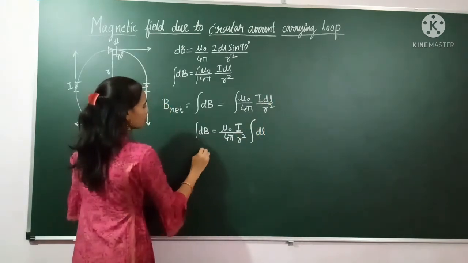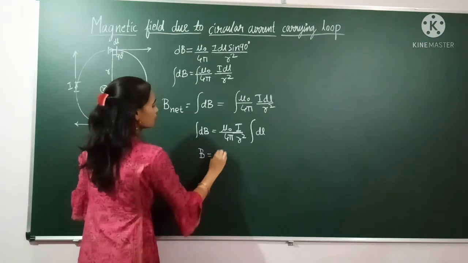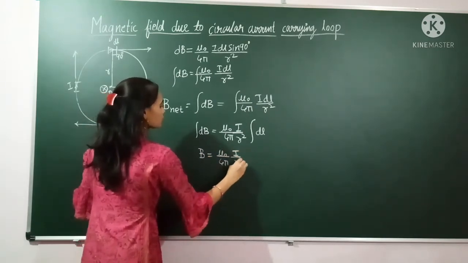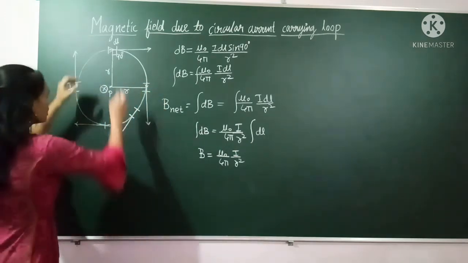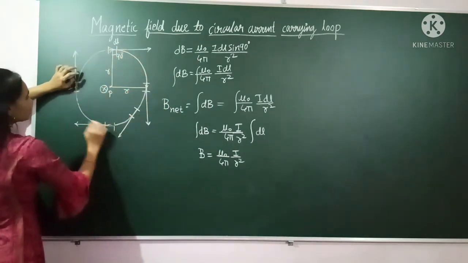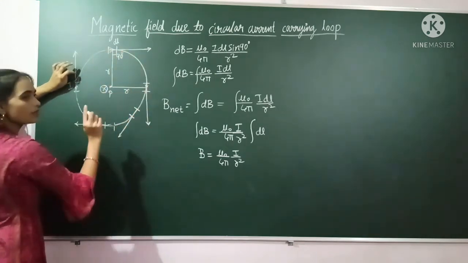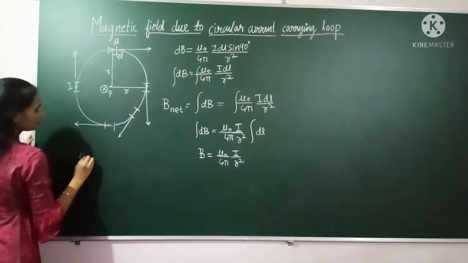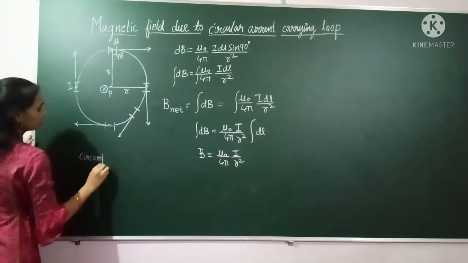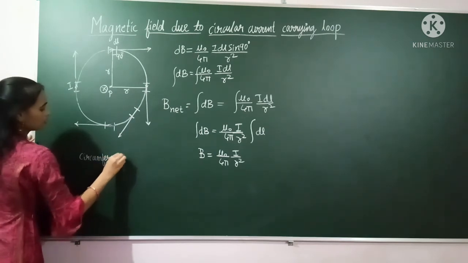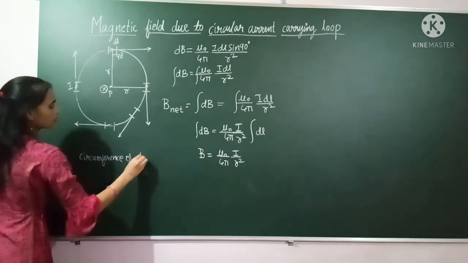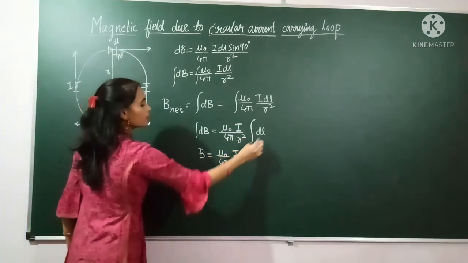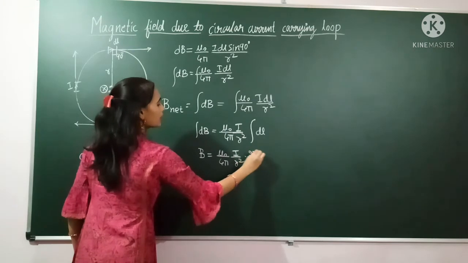So integration of dB can be written as B is equal to mu naught divided by 4 pi, I divided by r square, integration of dl. If you take all these small parts, this length we will call the circumference of the circle. So this is our circumference. Circumference of a circle, you will know, is 2 pi r. So integration of dl we will take as 2 pi r. So we will write 2 pi r.